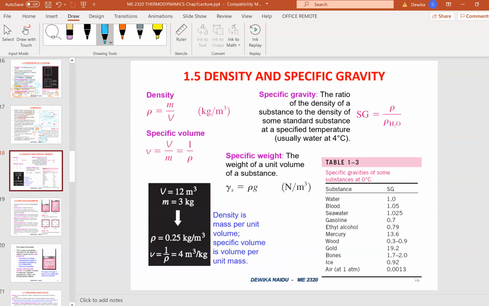Okay, next would be density and specific gravity. You're familiar with density. Density is mass over volume. The unit is kilogram over meter cube. Whereas the specific volume probably is something new to you. Specific volume is actually your volume divided by mass. Or in another word, it is actually the reverse of density. Can you see? That's the specific volume.